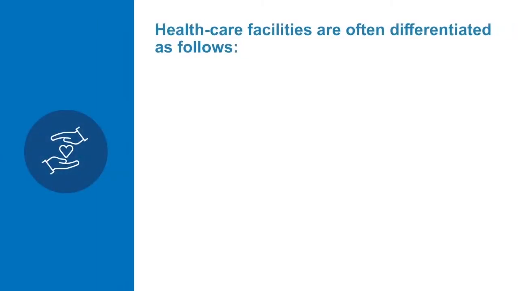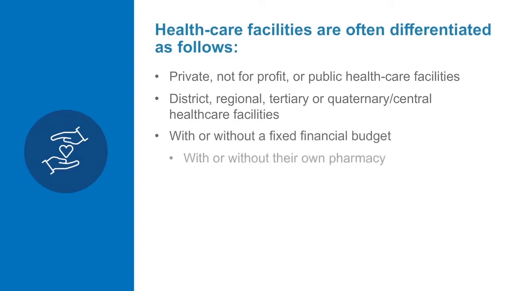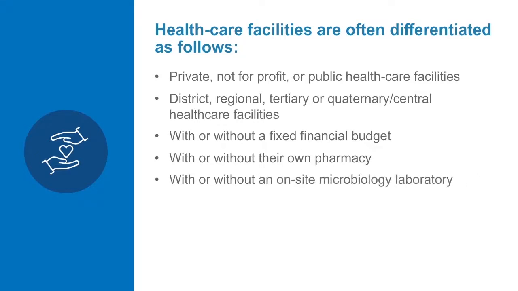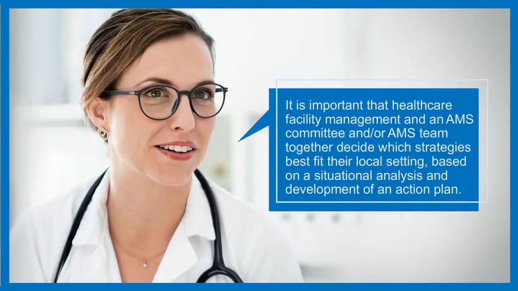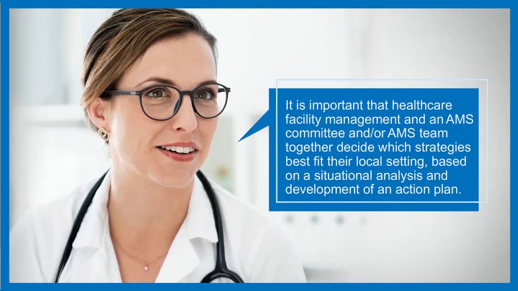There are several ways in which healthcare facilities can be differentiated. For instance, they may be private, not-for-profit or public healthcare facilities, district, regional, tertiary or quaternary or central healthcare facilities, with or without a fixed financial budget, with or without their own pharmacy, with or without an on-site microbiology laboratory. It is important that healthcare facility management and an AMS committee and/or AMS team together decide which strategies best fit their local setting, based on a situational analysis and development of an action plan.